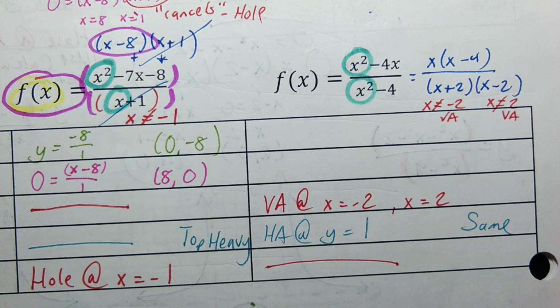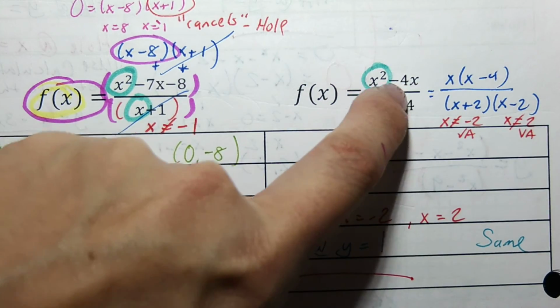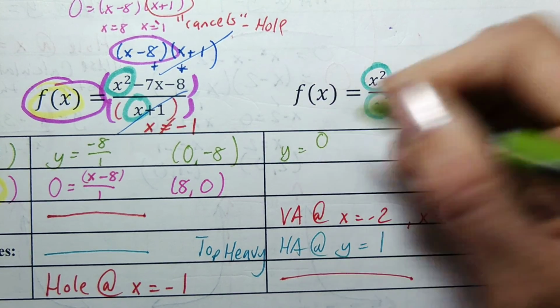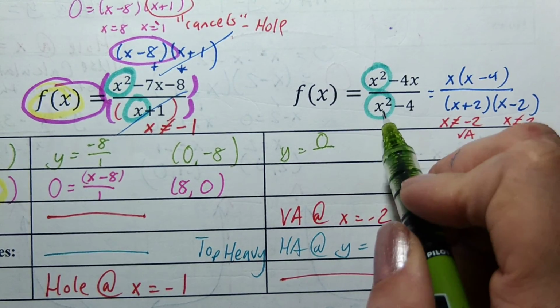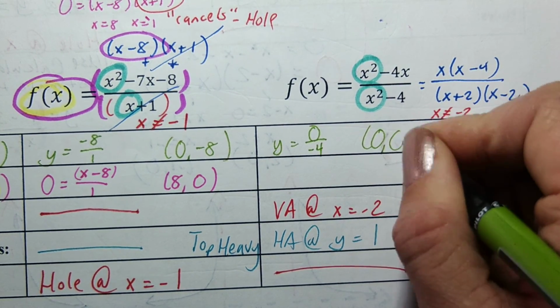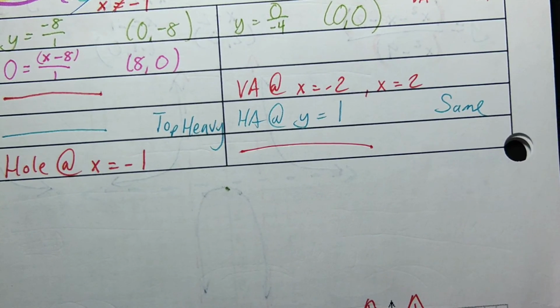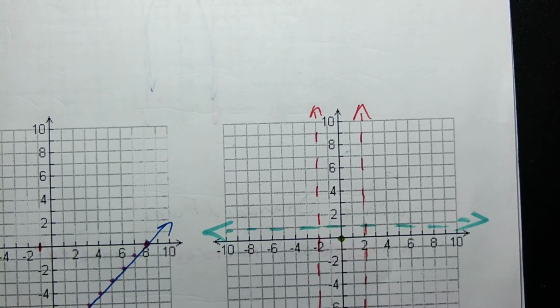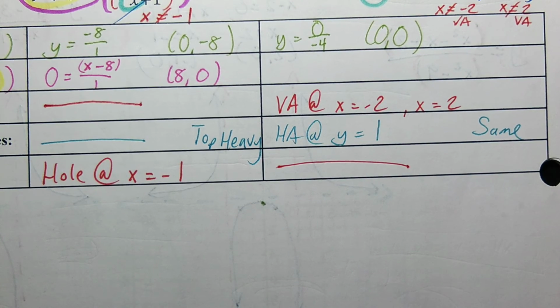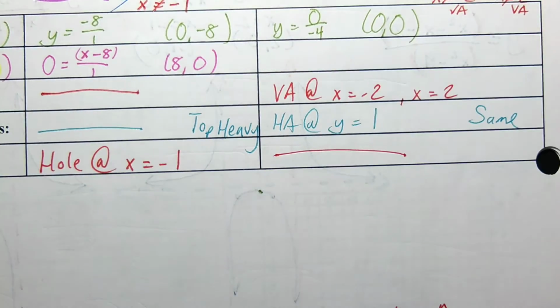So y-intercept, when we plug in 0, 0 squared is 0. Negative 4 times 0 is 0. We get 0. And then on the bottom, we get 0 squared minus 4. What's 0 divided by negative 4? It's 0. So there's my y-intercept at 0, 0. And don't forget that the origin, 0, 0, is not only an x-intercept, it's going to be a y-intercept as well.